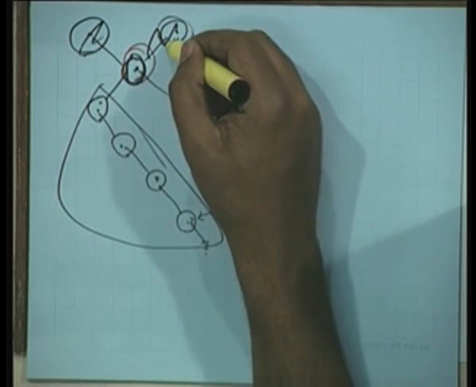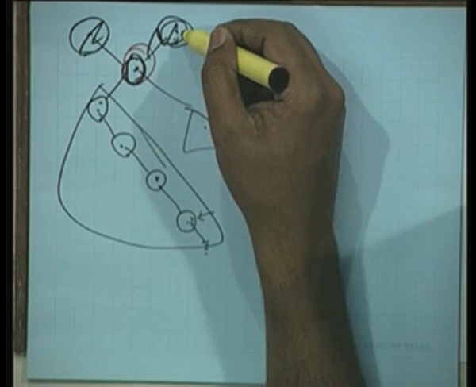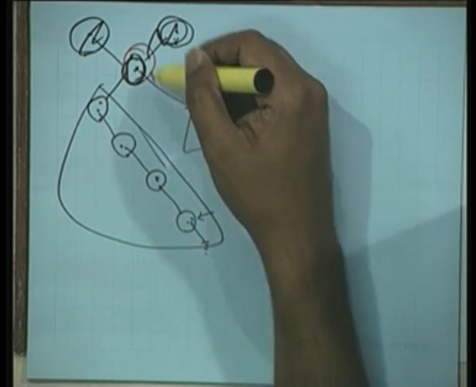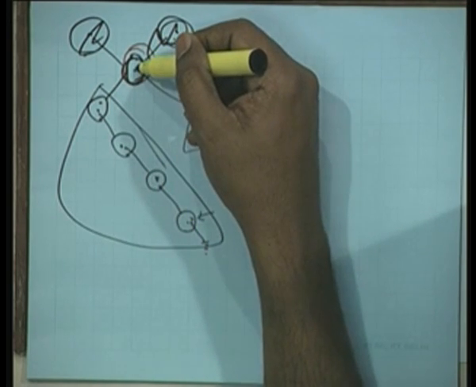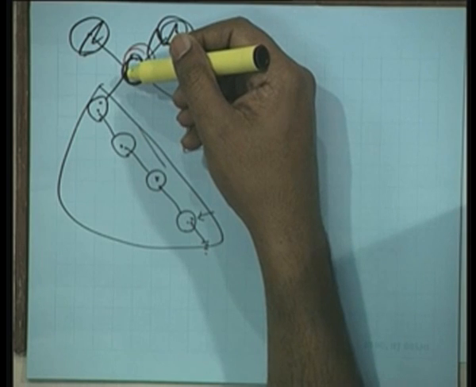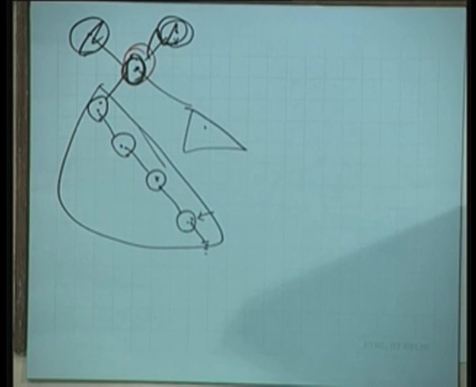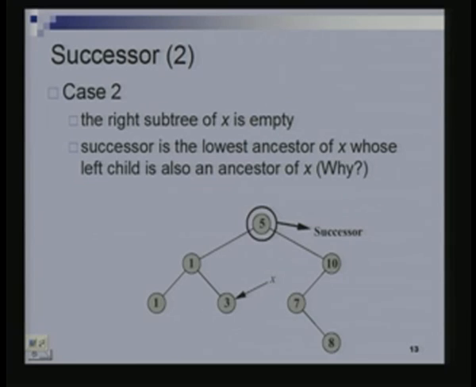But this ancestor is greater than this entire thing, and it is also greater than this. So this is the only successor. What we are saying is the answer. So it's a bit of a confusion, but you understand what the arguments are. Question? No question. Okay. So I'm going to continue.